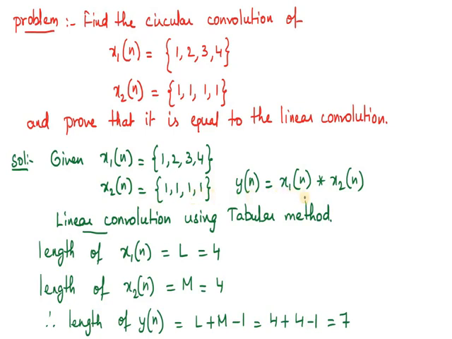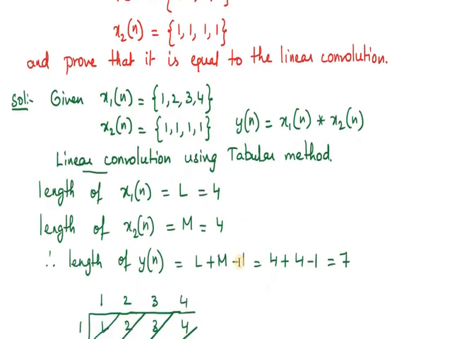So y of n is the linear convolution of x1 of n and x2 of n. The linear convolution can be done by using any of the methods. So here I am doing it by using this tabular method.